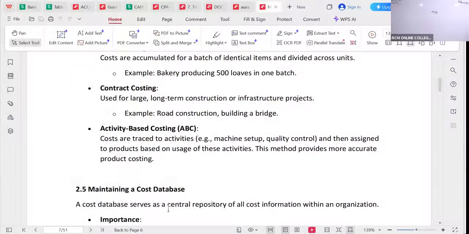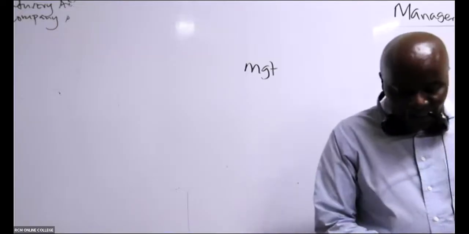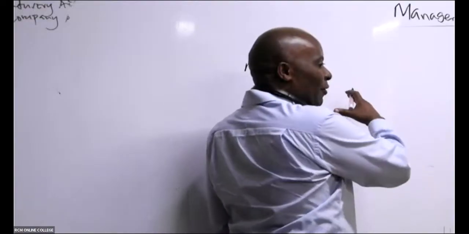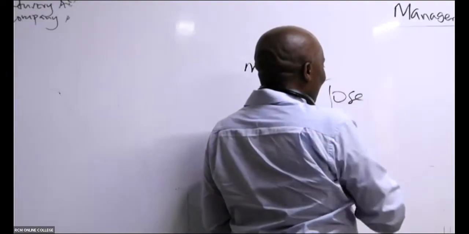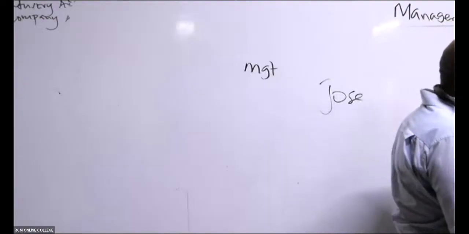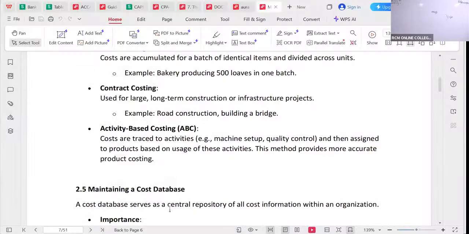So, maintaining a cost database. Why do we need a database? For example, during elections the other time, we had a database of voters and of course how they voted, right? So also for cost, we need a database where we store. We are told a cost database serves as a central repository of all cost information within an organization.